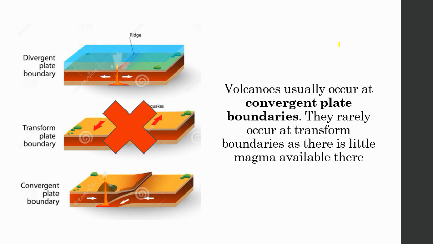So volcanoes usually occur at convergent plate boundaries. That's the most likely place that they happen. And they rarely occur at transform plate boundaries. There is little magma available there. So volcanoes usually occur at convergent plate boundaries, but they can also occur at divergent plate boundaries.